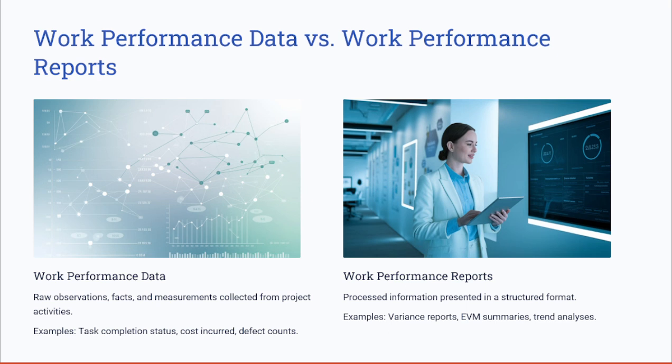We looked also at the work performance data versus the work performance report. Again, work performance data is the raw information collected from various project activities. It is processed and analyzed to create the work performance information and reports, which provide meaningful insight to guide project decision making. These reports help senior management and stakeholders understand how the project is performing and whether any interventions are needed.